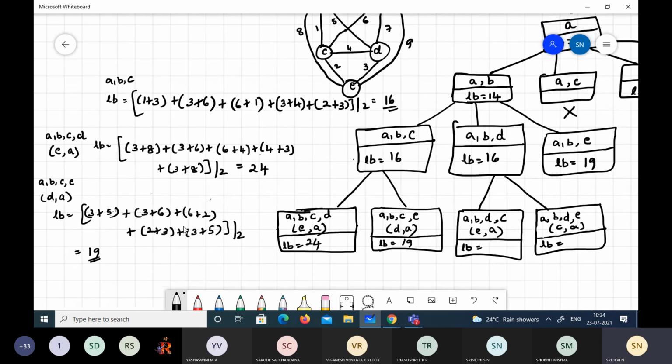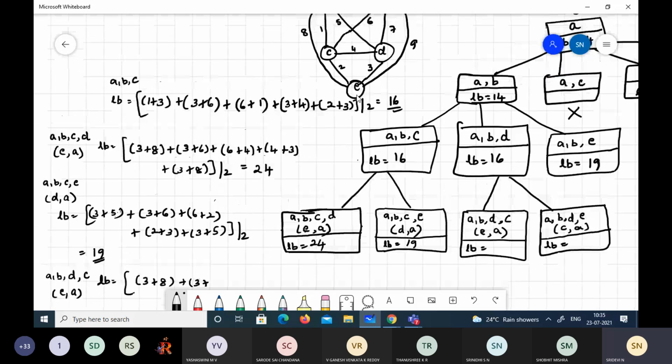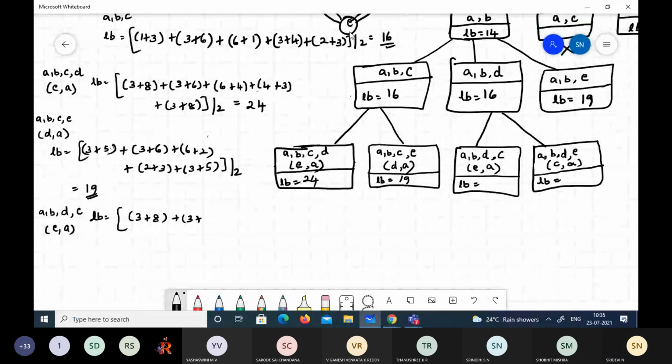Likewise, if we calculate for the other two, it is A, B, D, C, E and A. So the bound for this will be, look in here, just 3. 3 plus 8, isn't it? See here, A to B and A to E. Then B to A, we know. B to D is how much? According to the graph, B to D is 7. So we will write down that B to D is 7.